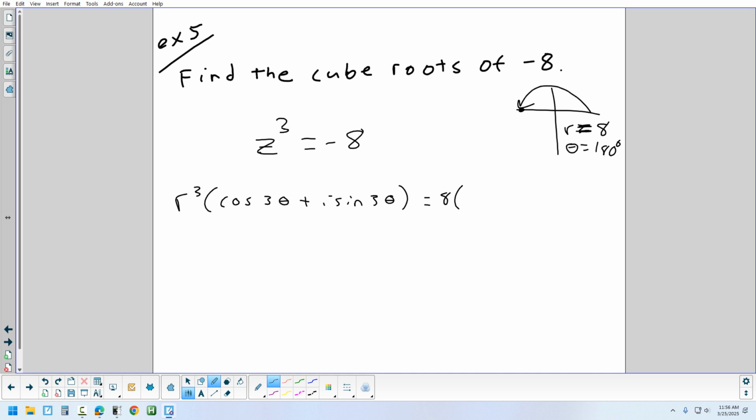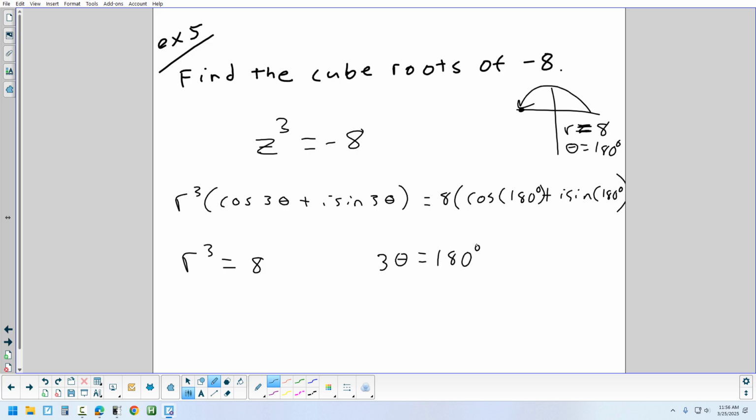So 8 cosine 180 plus i sine 180. Okay, now set up your 2 equations. What's going to be the equation I write down for the radius? r cubed equals 8. Yep, radius on the left equals radius on the right. We'll come back to that. What's going to be the equation I write down for my angle? 3 theta equals 180. Angle on the left equals angle on the right.